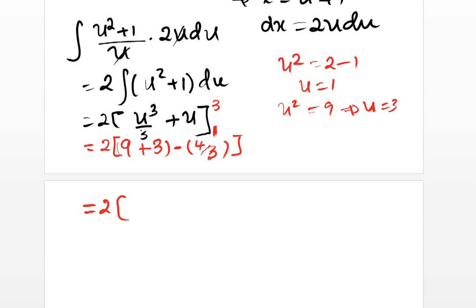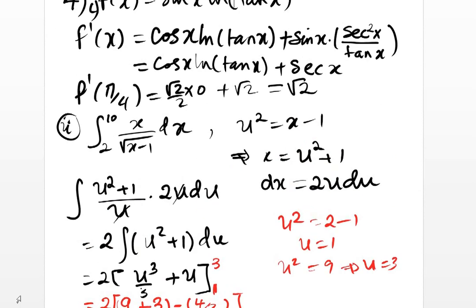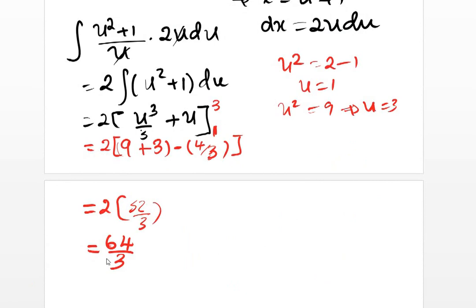When you do all of that, that's 12 here, 36 over 3, 36 minus 4, 32 over 3. When you multiply by 2, it gives us 64 over 3. That is the value of the integral after evaluating the integral.